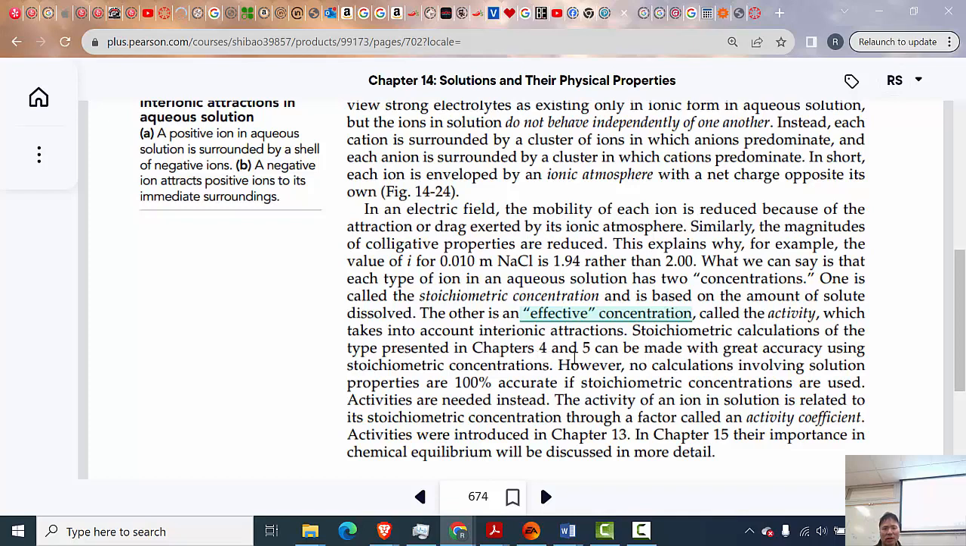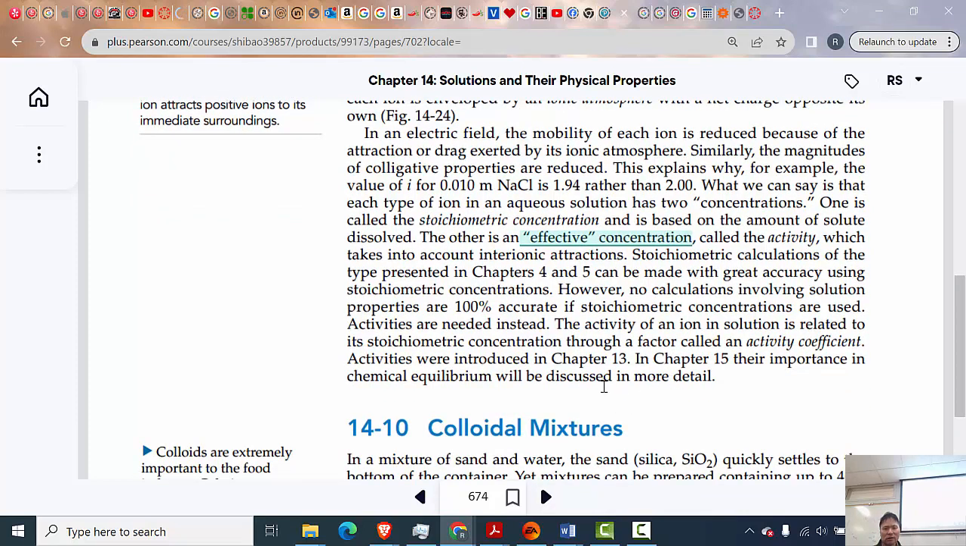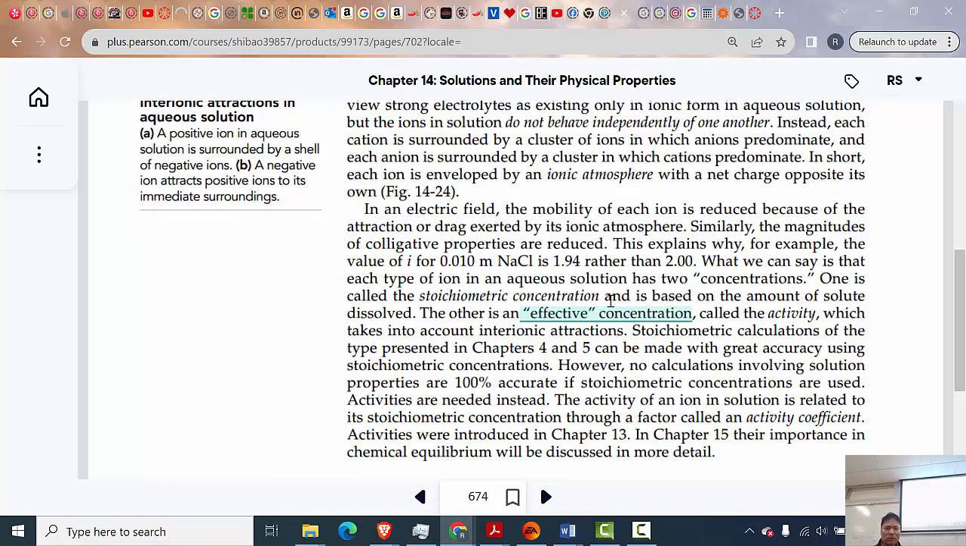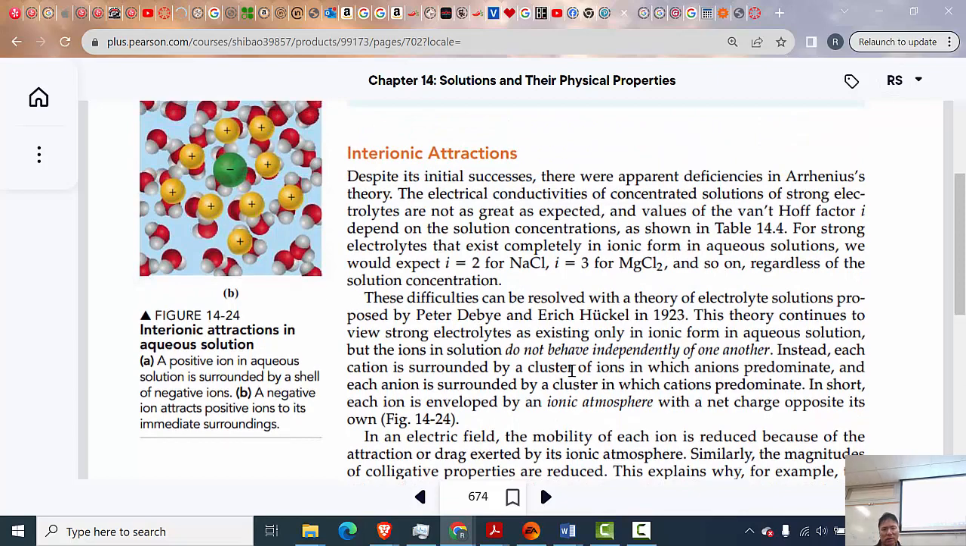Stoichiometric calculations of the type presented in chapters 4 and 5 can be made with great accuracy using stoichiometric concentrations. However, no calculations involving solution properties are 100% accurate if stoichiometric concentrations are used. Activities are needed instead. The activity of an ion in solution is related to its stoichiometric concentration through a factor called an activity coefficient. Activities were introduced in Chapter 13. In Chapter 15, their importance in chemical equilibrium will be discussed in more detail. So, in other words, we should be using the effective concentration.